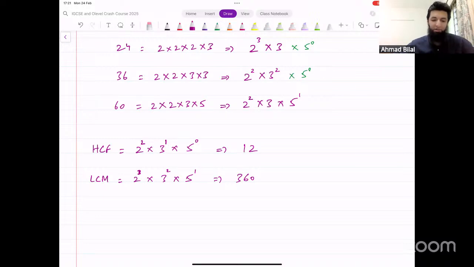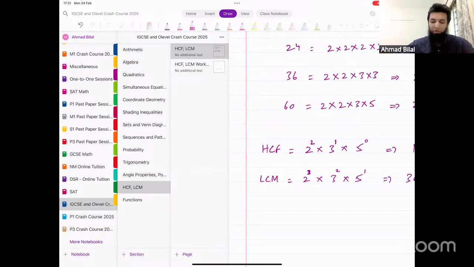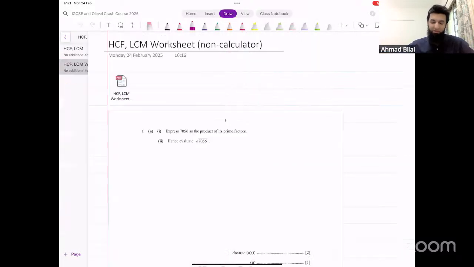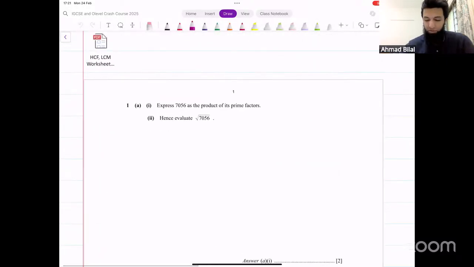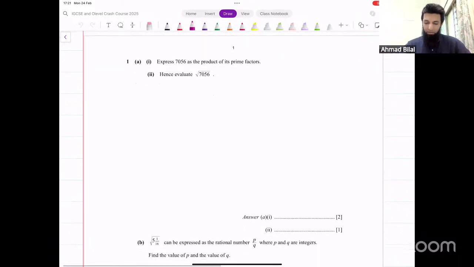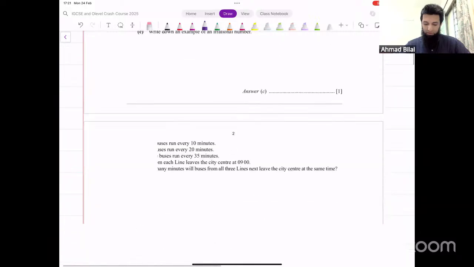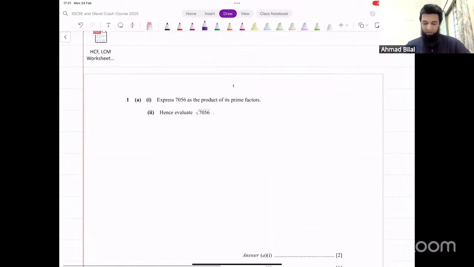Okay, let's have a look at some examples now. It turns out we won't be able to do functions today, but let's do some examples in this. We'll leave functions for later then. That's a small thing. Let's have a look at some questions on prime factorization quickly.